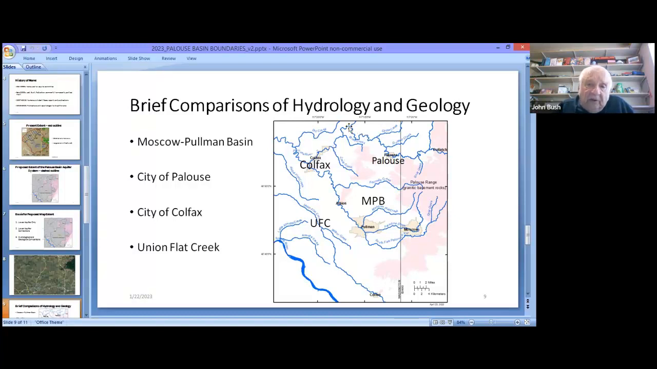What's interesting is you look at this drainage here, look how it's all to the southwest. So I generally think of the Colfax area as a different block, a different area, particularly structurally. The basalt slowly slopes to the southeast, and the drainage follows the slope. In the Palouse area, the Moscow-Pullman Basin, the drainages flow east-west, trying to get out of what we call the Moscow-Pullman Basin.